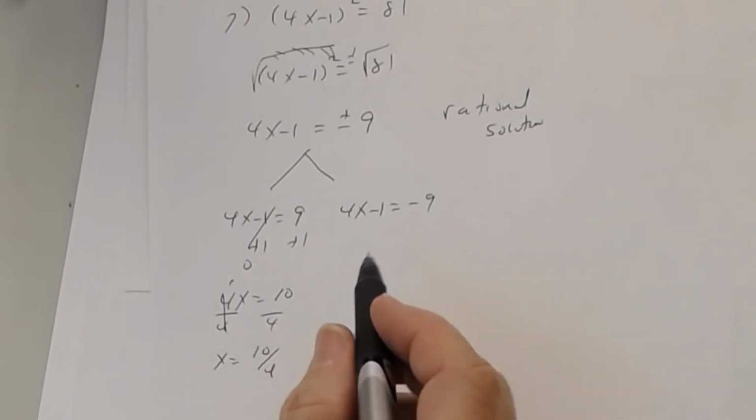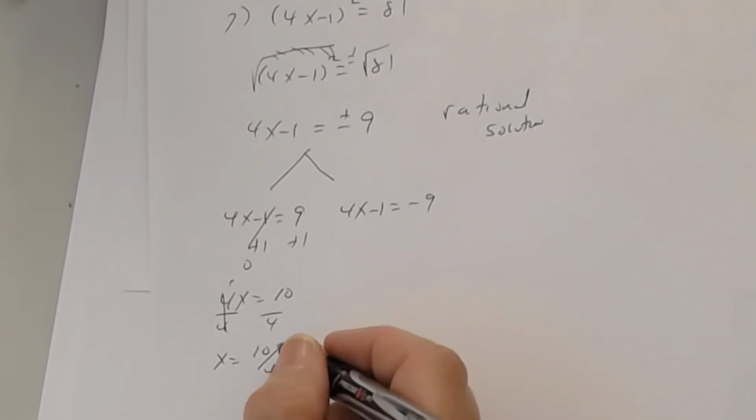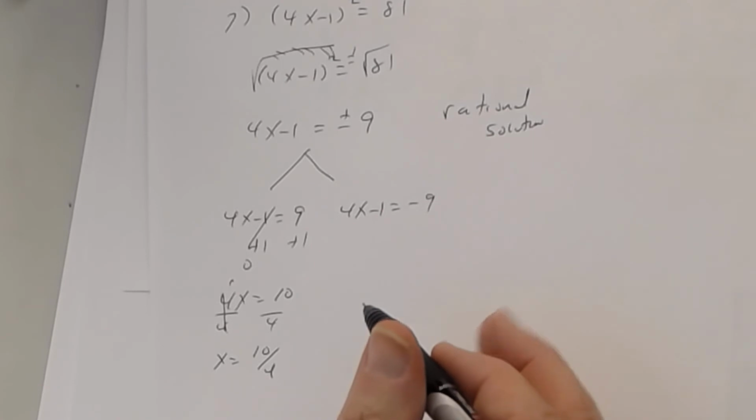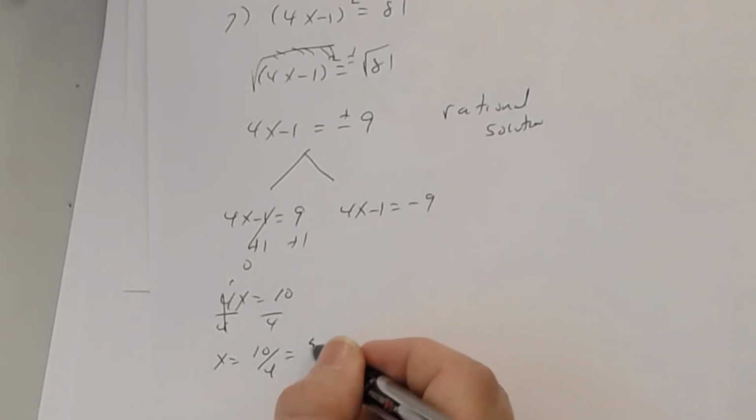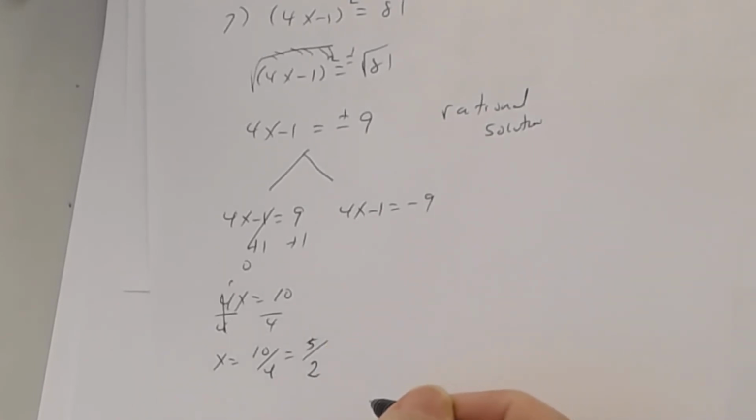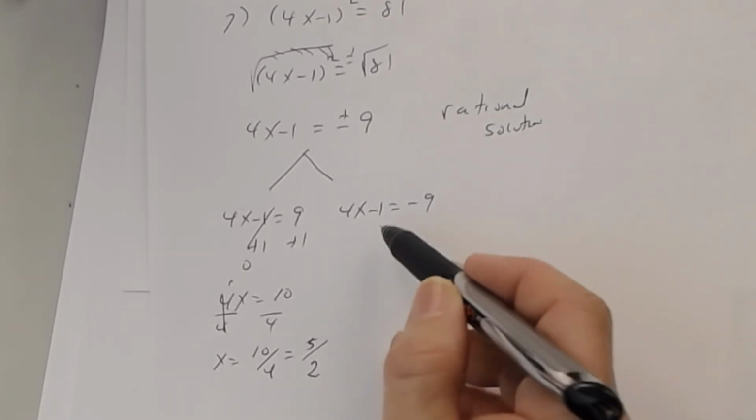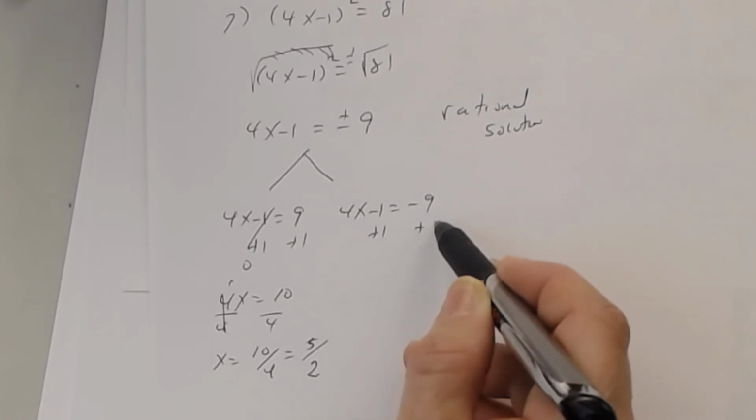And you can leave it like this, or you can reduce. If you left it as 10 fourths, that's fine. If you reduce, you would say 5 divided by 2. All right, let's talk about the other. So over here, you're going to add 1 to both sides.